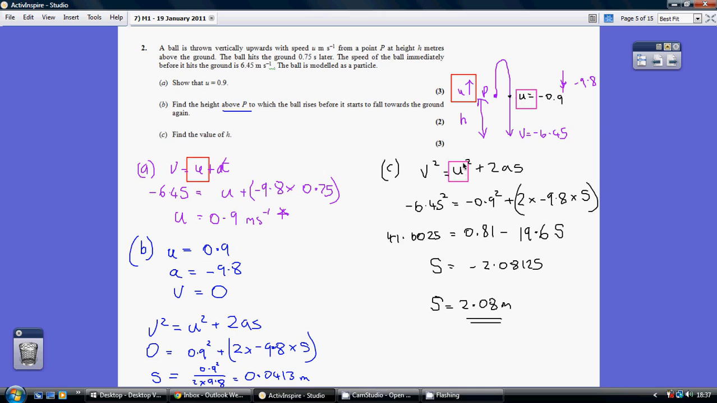As long as you realise that the initial speed is minus 0.9, this is very straightforward, because we know our final speed is minus 6.45. I just explained that u is minus 0.9. Our acceleration is gravity, minus 9.8. All that leaves is s. This is an s, not a dodgy 5. So just basic substitution and rearranging, we get s being minus 2.08125 meters. Obviously distance does not have a sign, it's just the magnitude, the size of the distance we require. So s equals 2.08 meters.